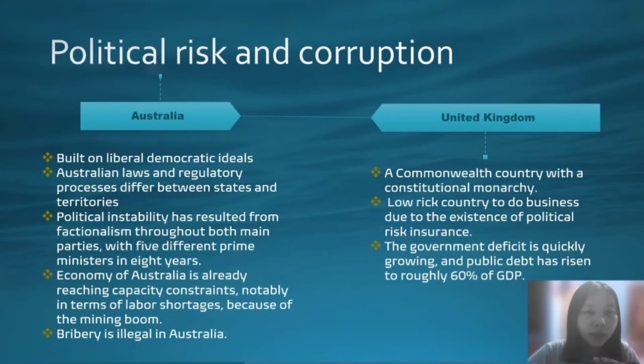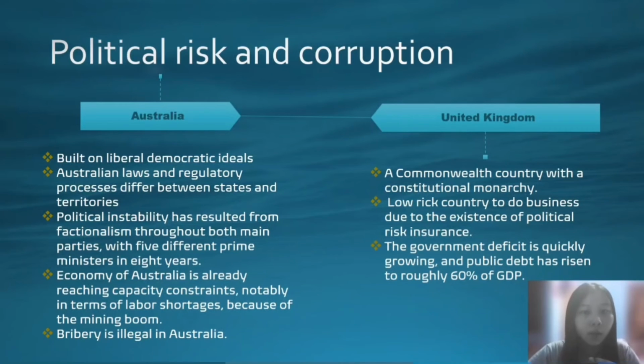Australia is built on liberal democratic ideas. Australian law and regulatory processes differ between states and territories. Political instability has resulted from factionalism within the main parties, with 5 different prime ministers in 8 years. The economy of Australia is already reaching capacity constraints, notably in terms of labor shortage, because of the mining boom. Bribery is illegal in Australia.